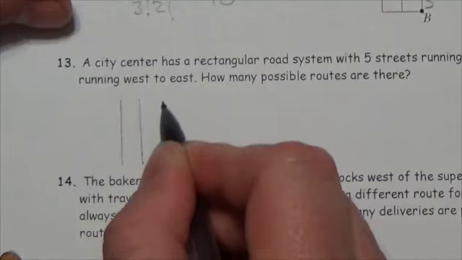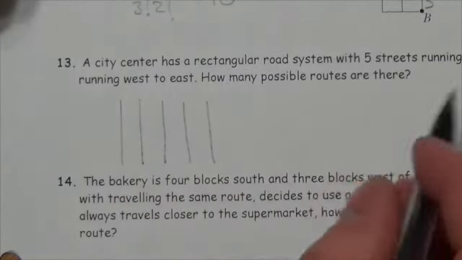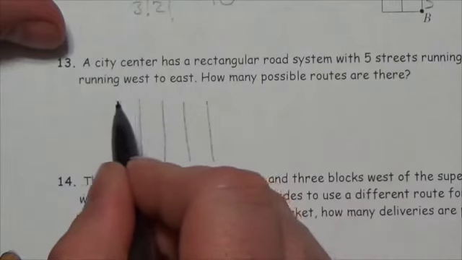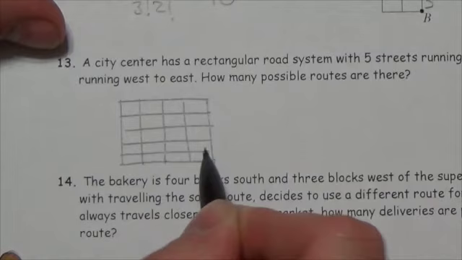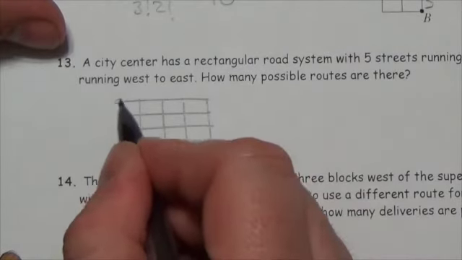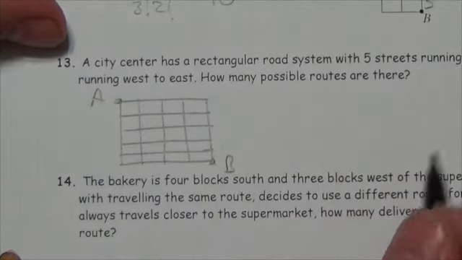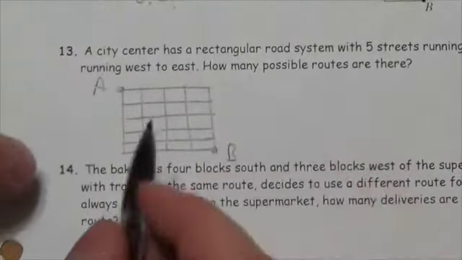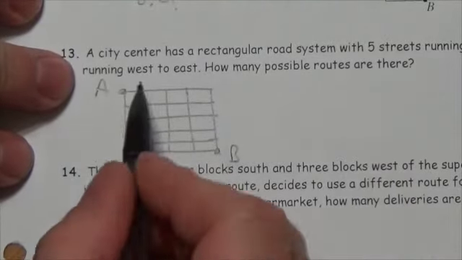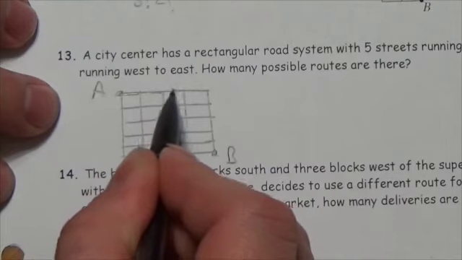It's 1, 2, 3, 4, 5 running north and south. And then avenues running east to west are going to be 1, 2, 3, 4, 5, 6. And we're trying to figure out the number of different ways to get through that, so from A to B. Now, the path that we follow as we drive along these streets is determined by the number of line segments that we cross over.